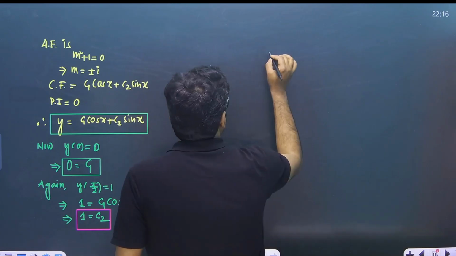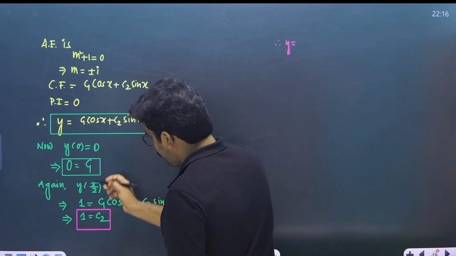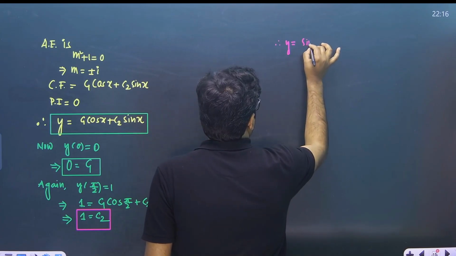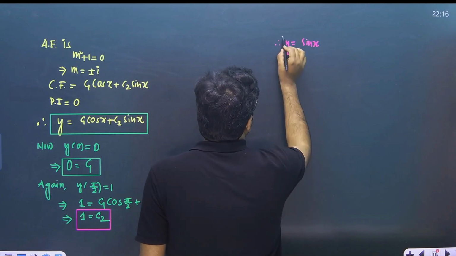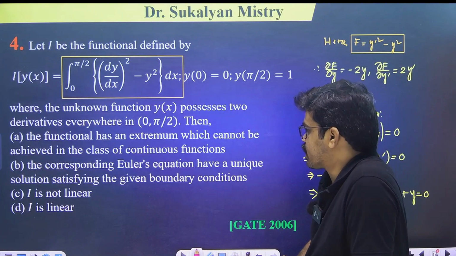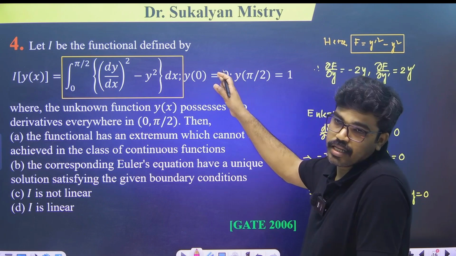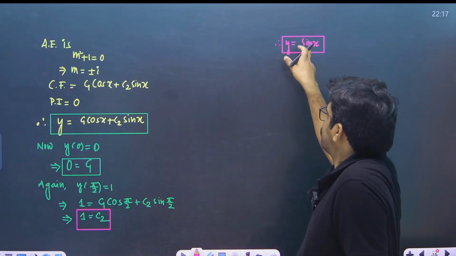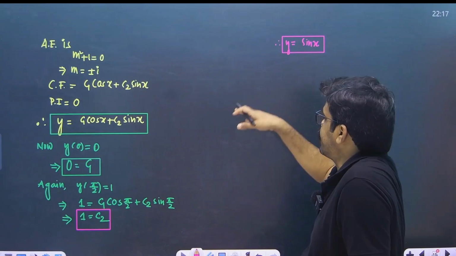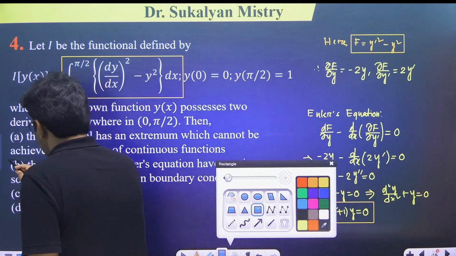Therefore, C1 is 0, C2 is 1, so y is equal to sin x. That means which option is correct? The corresponding Euler's equation has a unique solution that satisfies the boundary conditions. Just see, y(0) is equal to 0 since sin 0 is 0, and sin π/2 is 1. So this solution satisfies the boundary conditions. So option B is the correct answer.